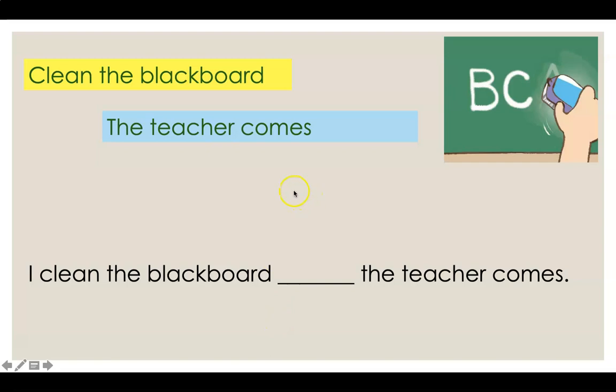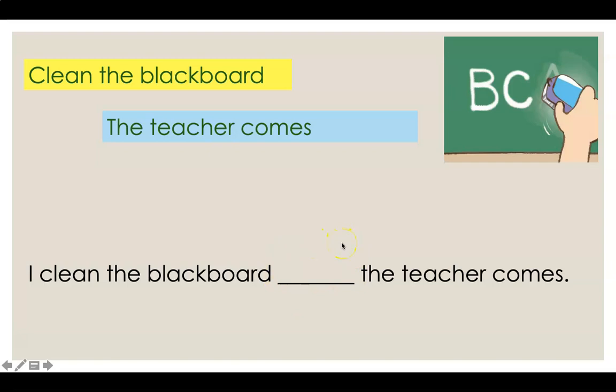So let's have another example. This time, I won't tell you which one is activity 1 and which one is activity 2. There are 2 activities. Clean the blackboard. The teacher comes. And my sentence here is, I clean the blackboard, blah blah, the teacher comes. So, do you know which word I should put here?